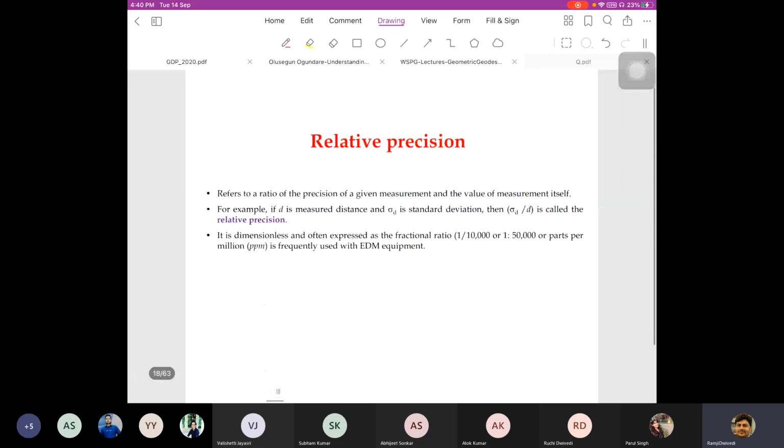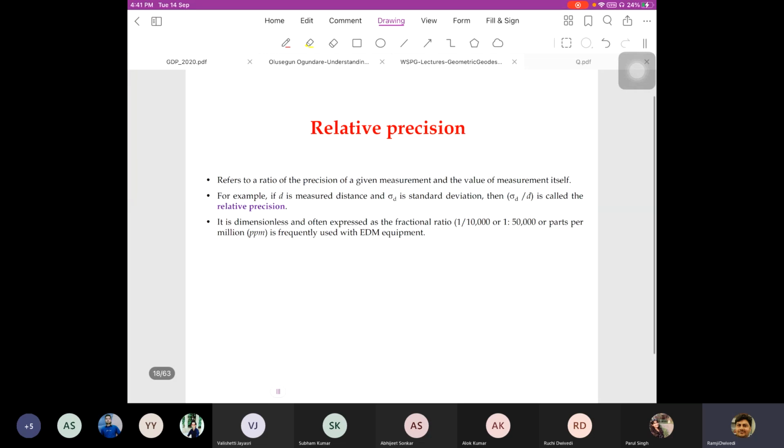Then you have relative precision. Relative precision, as I've told you, refers to the ratio of the precision of a given measurement to the value of the measurement itself. Just like if you have d as a measured distance, then sigma d is the standard deviation associated with it. Then sigma d by d is called the relative precision. Okay, and it is dimensionless and often expressed as a fractional ratio, such as 1 in 10,000 or 1 in 50,000, or parts per million, and frequently used with the EDM. In fact, with the GPS, with the total station, it is frequently used.